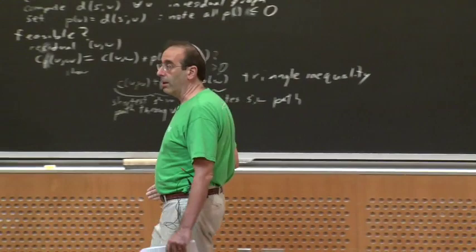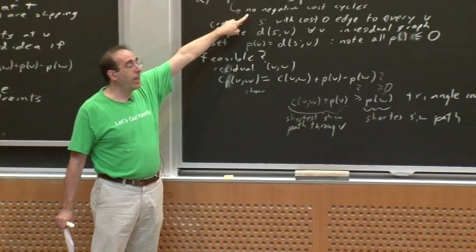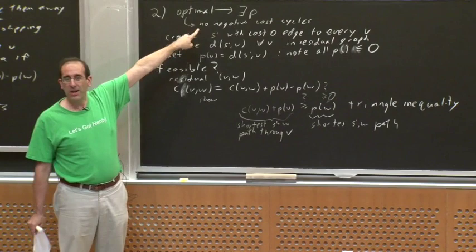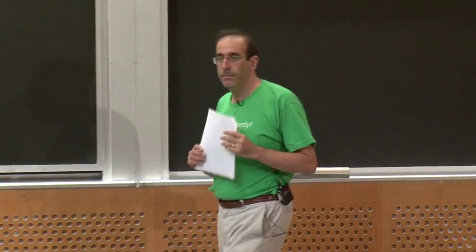Now, I said compute shortest paths, right? Can I always compute shortest paths? Well, not always, but the thing that will keep me from computing shortest paths is having negative cost cycles. So if there are no negative cost cycles, I'll be able to compute shortest paths and I'll get this feasible price function. So we've now proven our if and only if. Okay. Any questions?